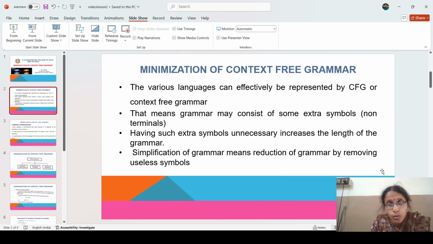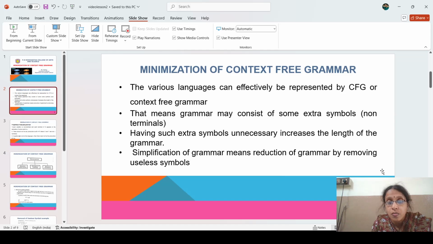Today we will talk about the concept of minimization of context-free grammar. The various languages can effectively be represented by CFG. CFG is nothing but context-free grammar. Context-free grammar consists of non-terminals and terminals. So it consists of some extra symbols in the context-free grammar.